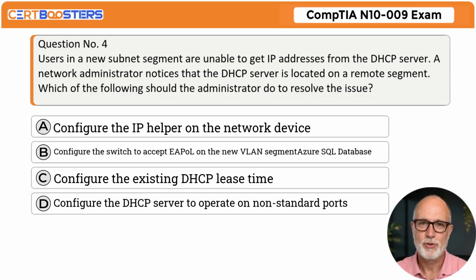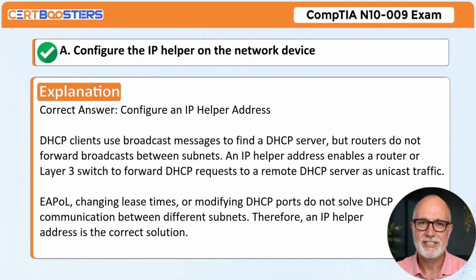Question number 4. Users in a new subnet segment are unable to get IP addresses from the DHCP server. A network administrator notices that the DHCP server is located on a remote segment. Which of the following should the administrator do to resolve the issue? A. Configure the IP helper on the network device. B. Configure the switch to accept EAPOL on the new VLAN segment. C. Configure the existing DHCP lease time. D. Configure the DHCP server to operate on non-standard ports. Correct answer, A.